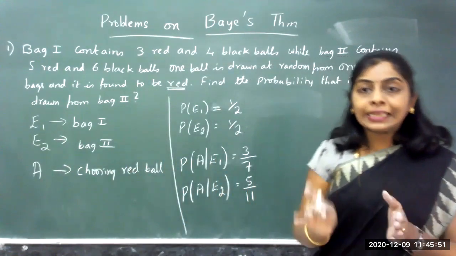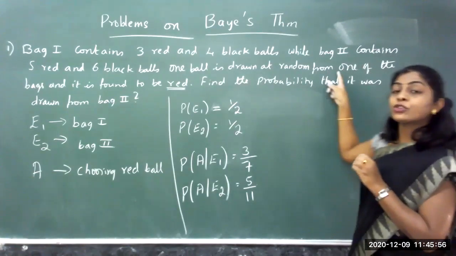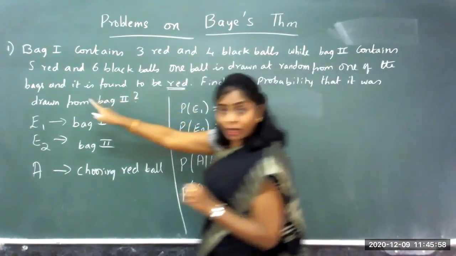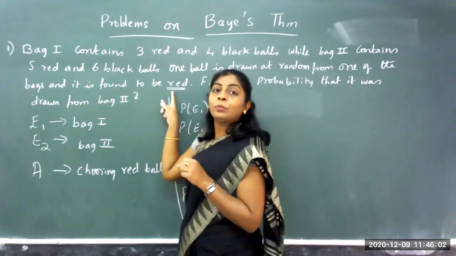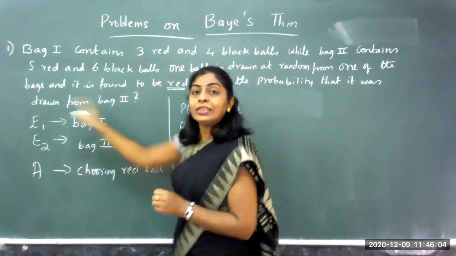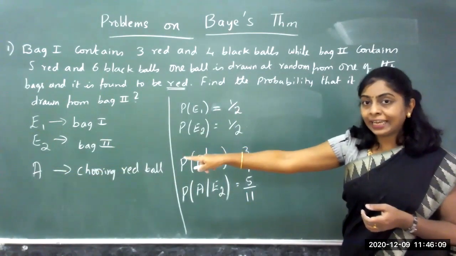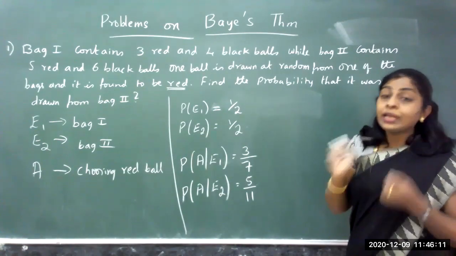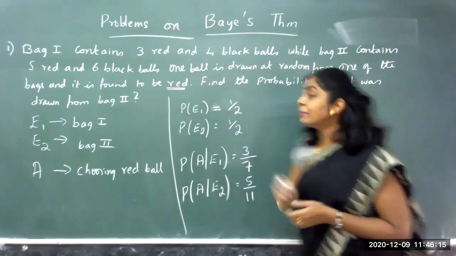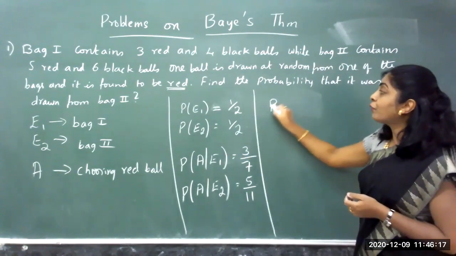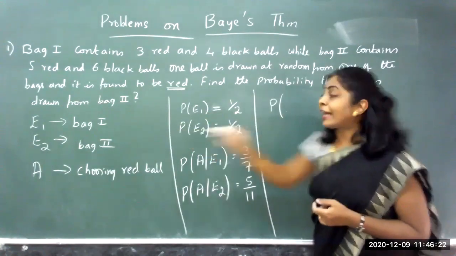And they told that in these bags there are some balls, and that one of the balls is drawn at random from one of the bags. From those two events, they are drawing a ball. That ball is found to be red. Choosing the red ball in this experiment is A. That is what I am going to define as event A, choosing a red ball. Now they have asked you to find the probability that it was drawn from the second bag. You are going to find the probability that it was from bag 2.